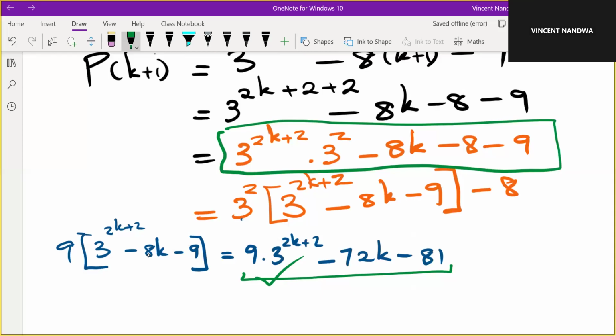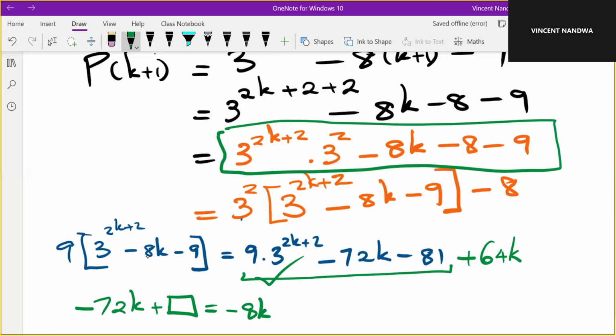So I have minus 72k. What should I add to minus 72k so that I still have minus 8k? Can you find the value of this box in simple terms? 64k, okay? Now if I add 64k here, I'll be assured that there is no problem with the terms involving k, okay?